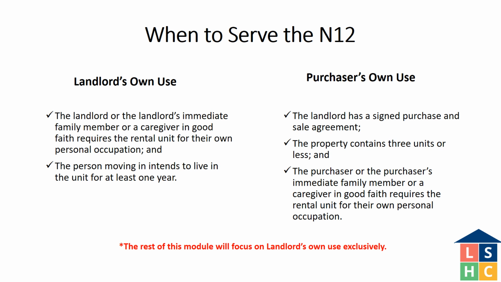With respect to landlord's own use, a landlord can only provide a tenant with this notice if the landlord or their immediate family member or a caregiver in good faith requires the rental unit for their own personal occupation, and the person moving into the unit intends to live there for at least 1 year. Before giving a notice for purchaser's own use, the landlord must have a signed purchase and sale agreement. The property can only contain 3 units or less, and the purchaser or their immediate family member or caregiver in good faith must require the rental unit for their own personal occupation. The rest of this module will focus exclusively on landlord's own use.